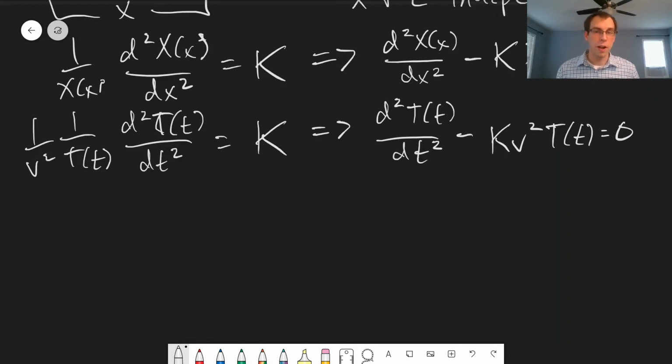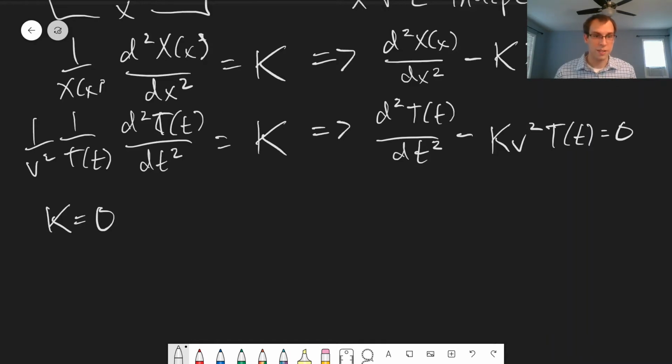Okay, so we've separated out our variables and we've shown that the different parts, the x and t parts, are both going to be equal to this constant k. And what could k be? Well, let's start with the simplest case. The simplest case is that k is equal to 0.